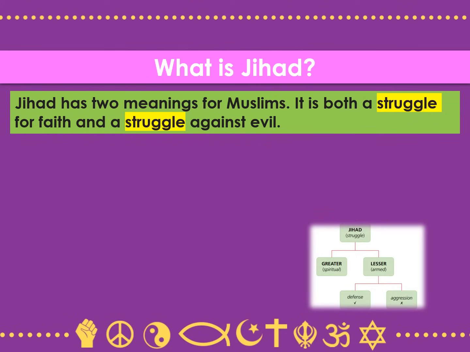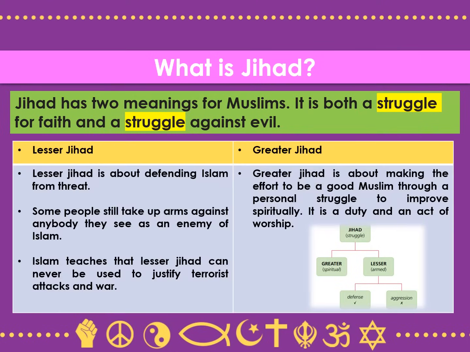So jihad basically means struggle, okay? It's both a struggle for faith and a struggle against evil, and there are two types of jihad that you would have gone through with your teachers at the time. So the lesser jihad is, in layman's terms, about defending Islam from threat, and the greater jihad is about making the effort to be a good Muslim. Okay, so lesser jihad, some people might have a war because they're protecting Islam, and the greater jihad is the war you're having within yourself.